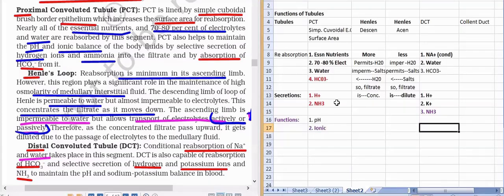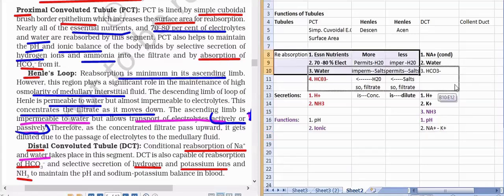Here, that's one. What? DCT. pH and sodium, potassium. One is pH as well. Second is sodium, potassium balance, Na plus, K plus. So you see, these are the notes. Okay, still not completed. We still have to see one more.